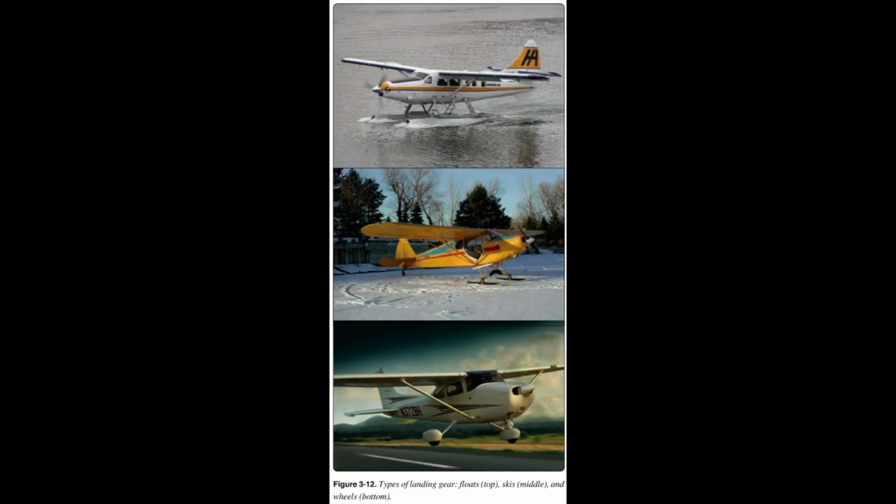Landing gear. The landing gear is the principal support of the airplane when parked, taxiing, taking off, or landing. The most common type of landing gear consists of wheels, but airplanes can also be equipped with floats for water operations or skis for landing on snow.